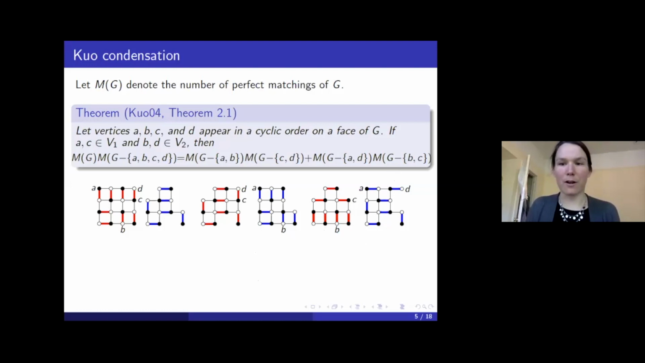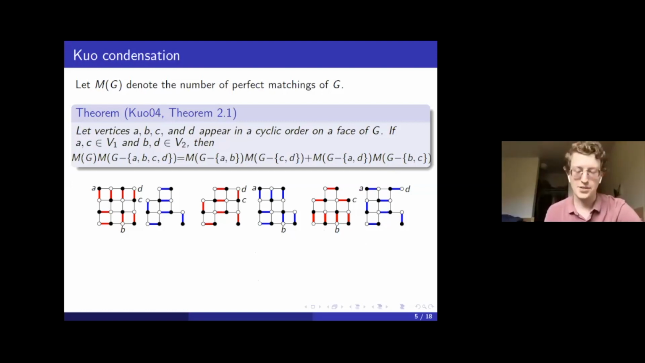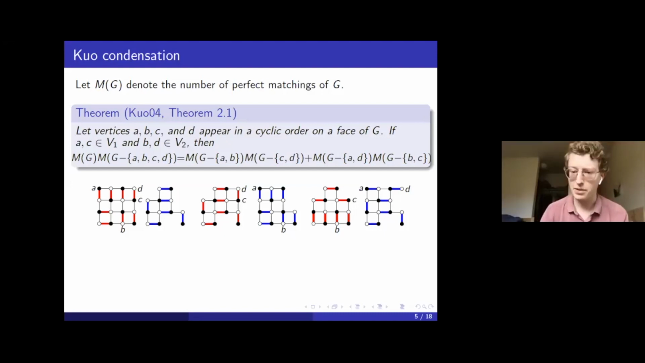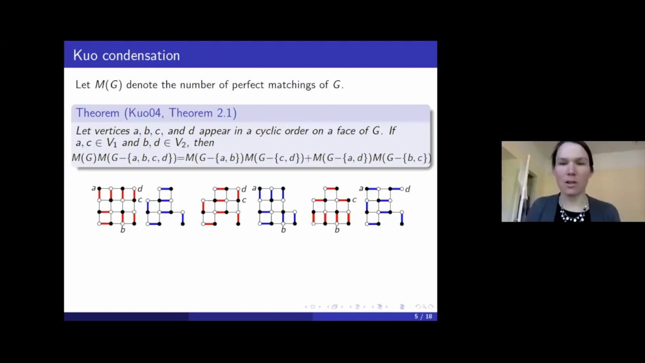Before I move on, are there any questions about what this theorem says? And if you have questions, you can turn on your microphone or use the chat. Okay, so I'll keep going. There was one question in the chat asking whether clockwise versus counterclockwise order matters. No, that wouldn't matter. Yeah, great.